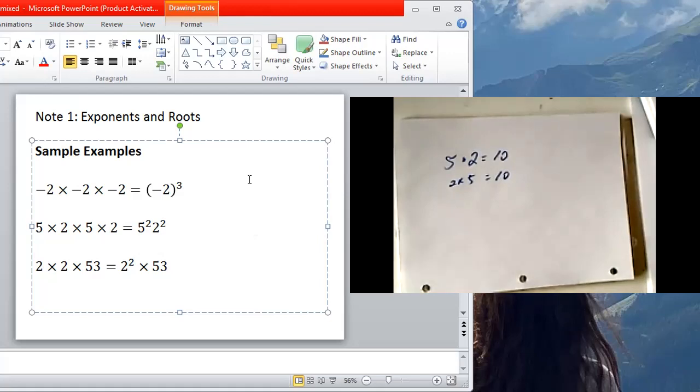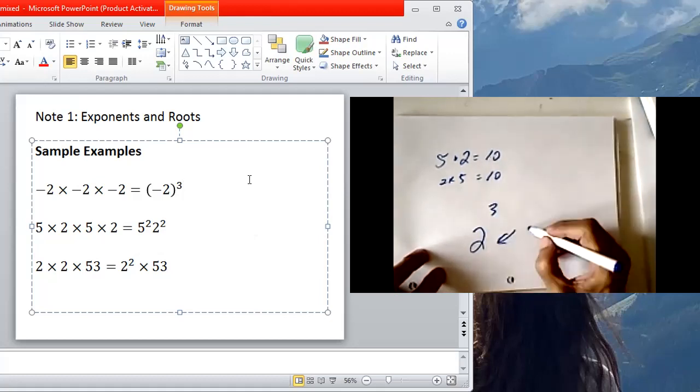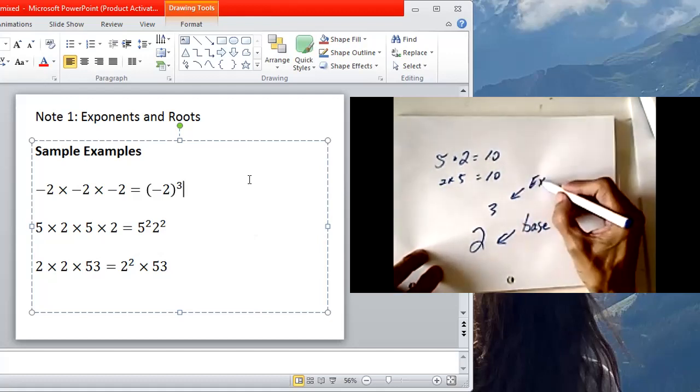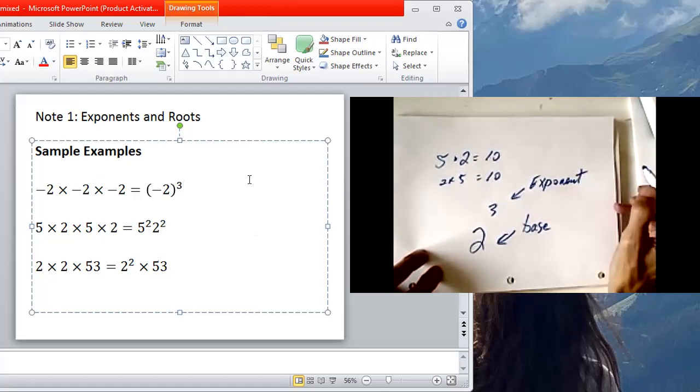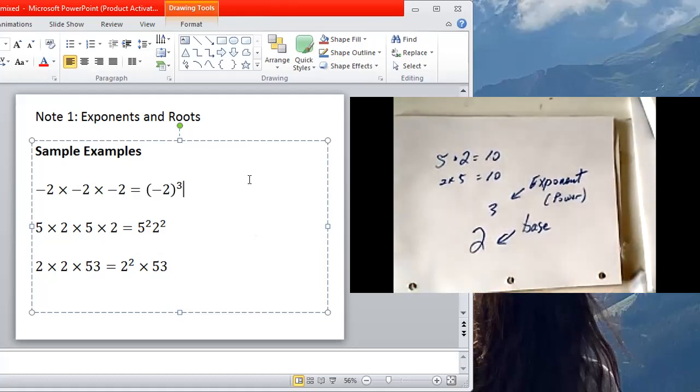And by the way, I am using the words like you know them. Maybe I should point out this number down here is the base, and that number up there is the exponent. And sometimes the word power is used for exponent as well. Okay, so looking at the first example, this is -2 to the power of, how you say that? To the power of 3. This is 5 to the power of 2. 2 to the power of 2, right?